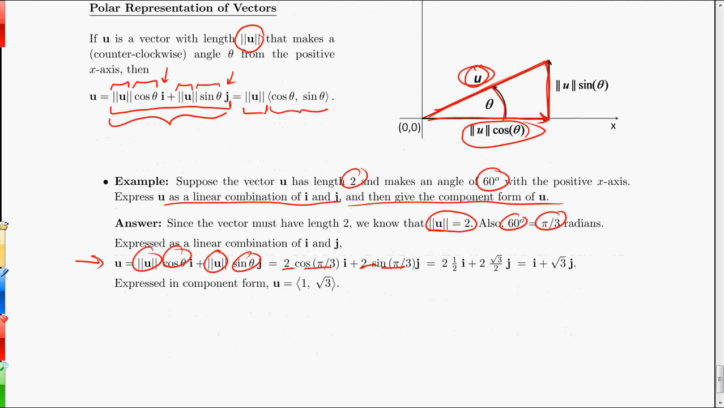Now, cosine of pi over 3 is just 1/2, so I get 2 times 1/2. Sine of pi over 3 is root 3 over 2, so I have 2 times root 3 over 2. There I get 1, there I get root 3. So as a linear combination of i and j, I get 1 times i plus root 3 times j. And in component form, I just take the coefficient of i, which is 1, and the coefficient of j, which is root 3, and the component form is (1, root 3).